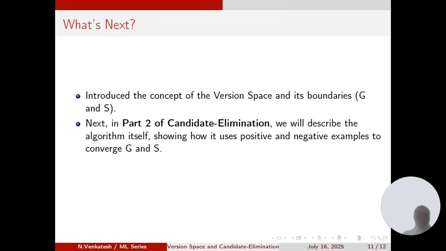So in the next class we will be discussing how exactly the candidate elimination algorithm gives this G and S on this Enjoy Sport dataset.